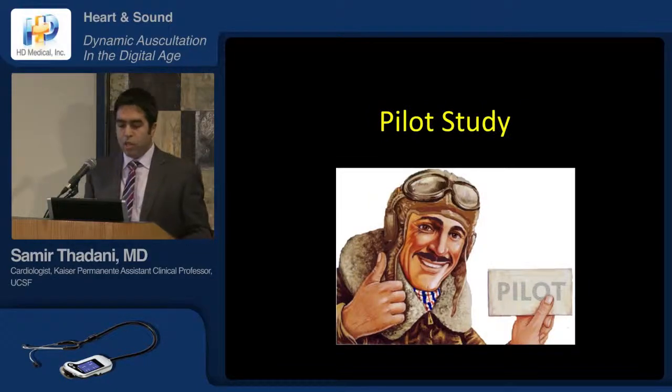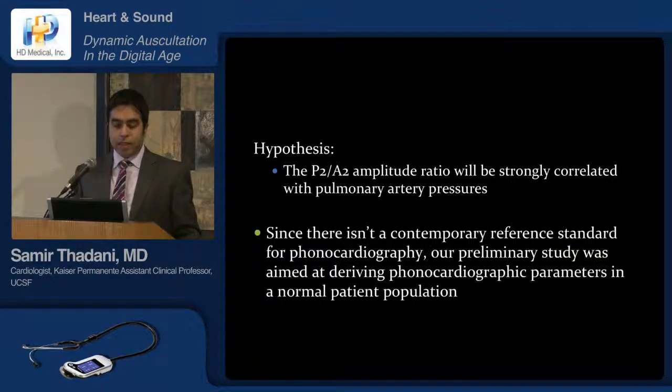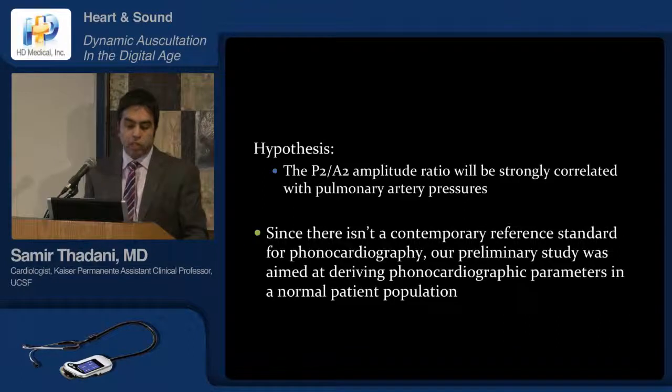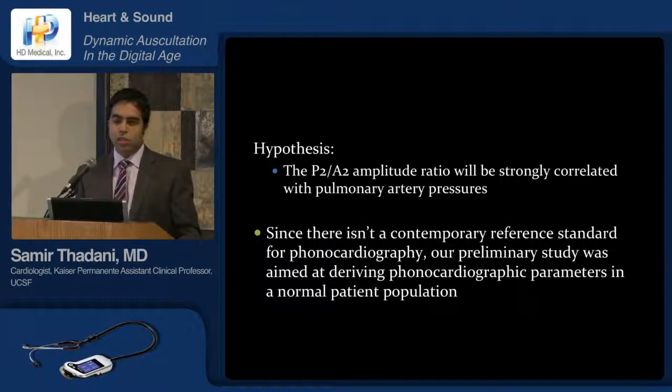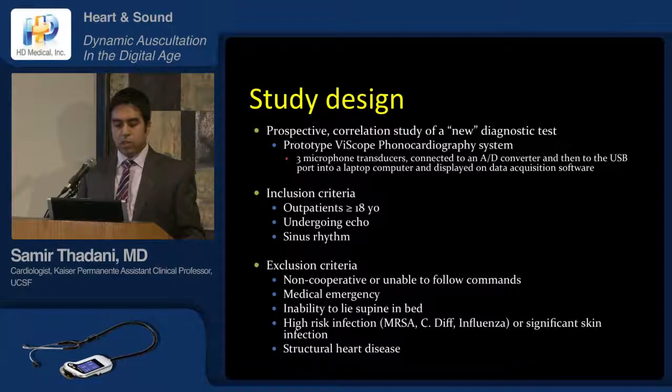And so we did a pilot study. The hypothesis is that the P2 to A2 amplitude ratio would be strongly correlated with pulmonary artery pressures. As a first step, since there isn't a contemporary reference standard for phonocardiography, our preliminary study was aimed at deriving phonocardiographic parameters in a normal population. So it was a prospective correlation study of a new diagnostic test.